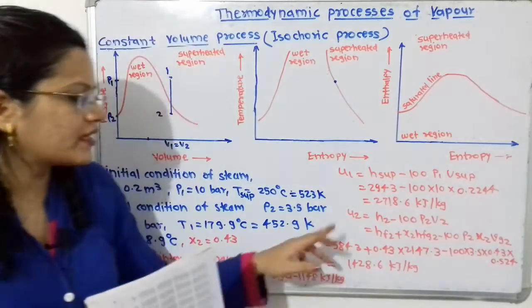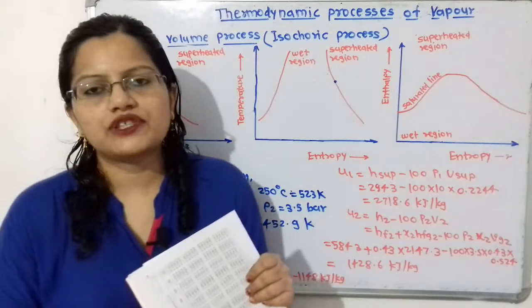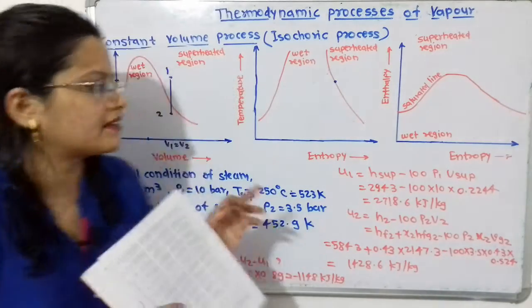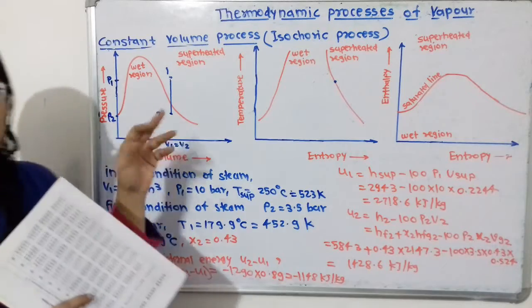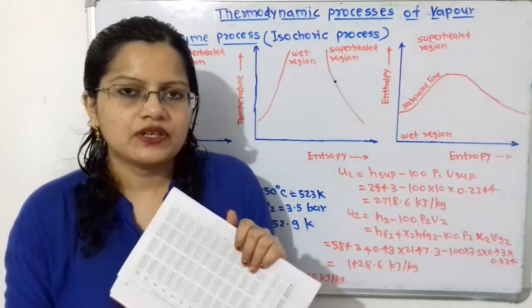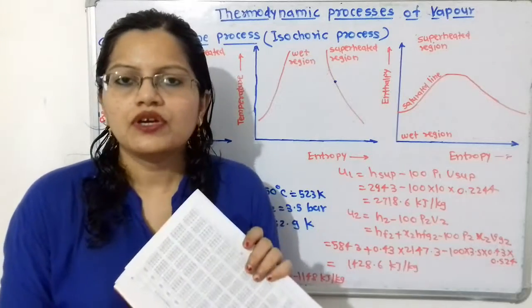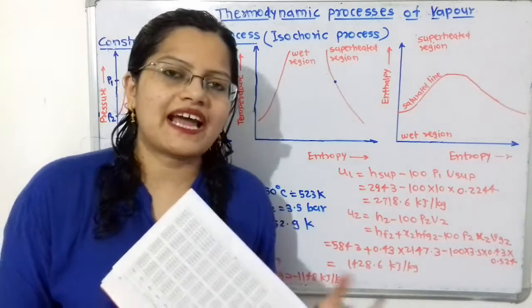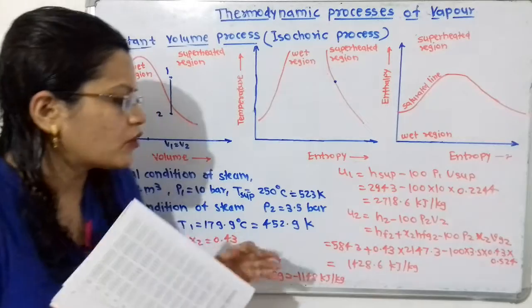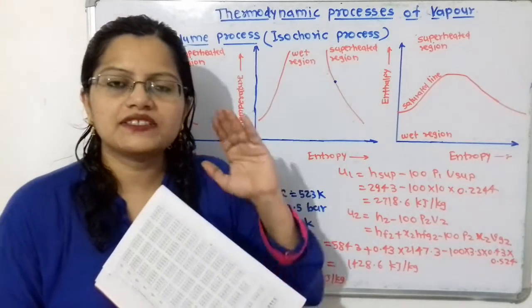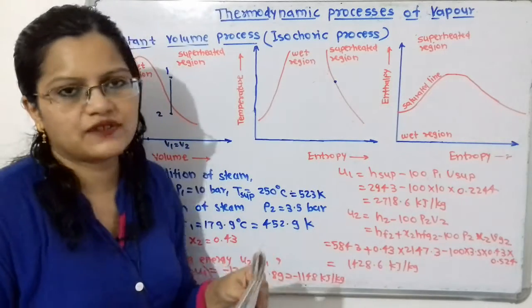Now we will move on to the calculation of U2, that is the internal energy at point 2. So point 2 is in the wet region. So we have to take the formula H2 minus 100 P2 V2. For the wet region there is the dryness fraction X2. So how to calculate H2? That is HF2 plus X2 HFG2.